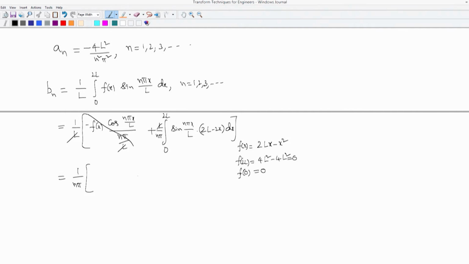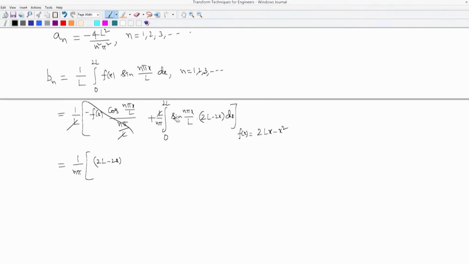Again, for this integral, if you do the integration by parts, 2L minus 2x, sorry, this is cos, right? So, this is cos. So, you have sin n pi x by L divided by n pi by L, for which you have 0 to 2L, and you have minus L by n pi integral 0 to 2L sin n pi x by L into, differentiate this 2L minus 2x, so that will give you minus 2. So, it is going to be plus 2 dx.